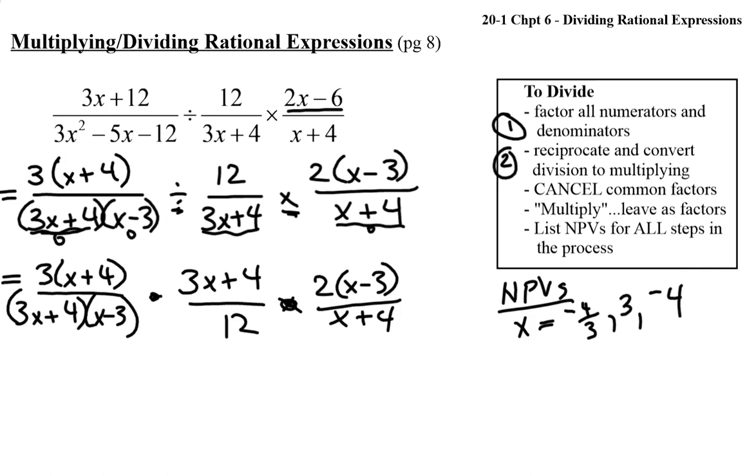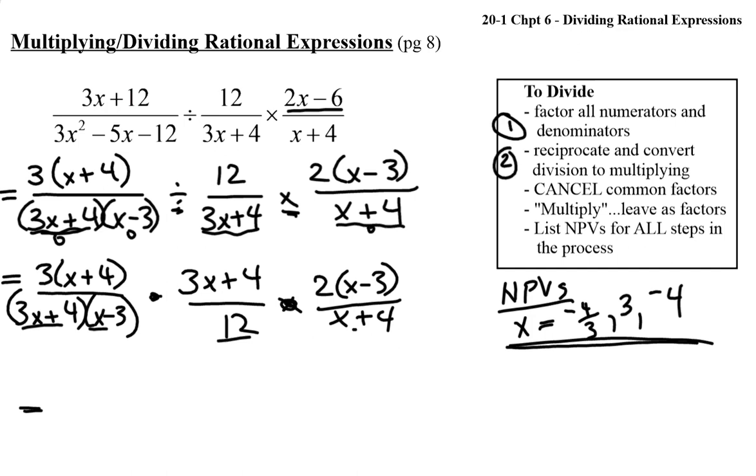Double check your NPVs. The 3x plus 4 and x minus 3 hasn't changed. It's still there. 12 doesn't have an NPV because it's 12. There's no variable that's going to affect it. And x plus 4 hasn't changed. So we have the same NPVs. At this point now it's all multiplying.